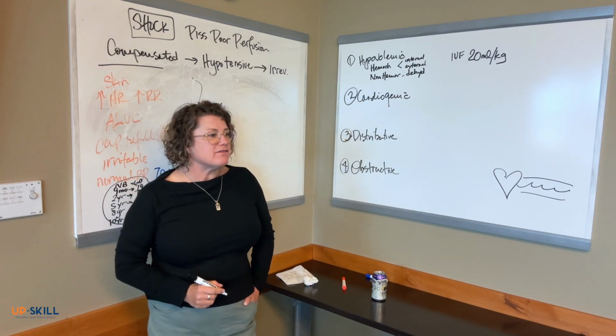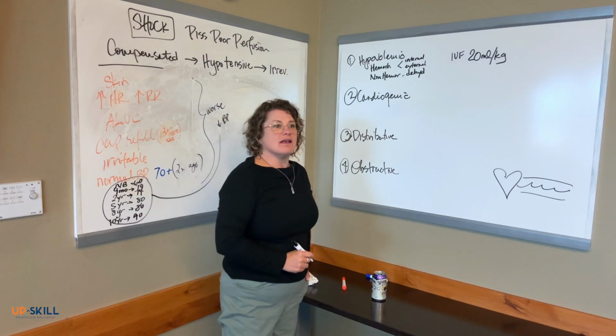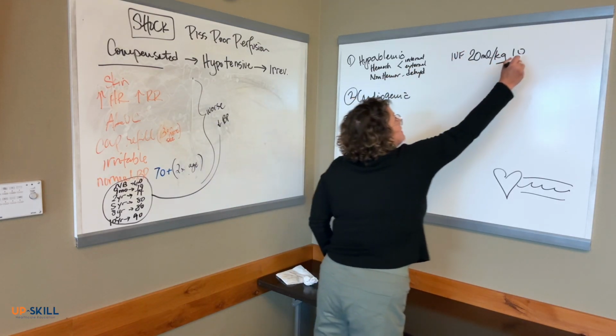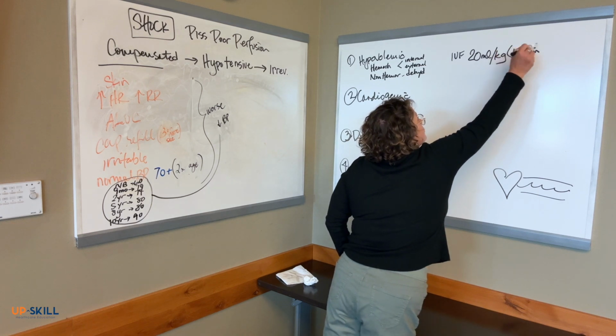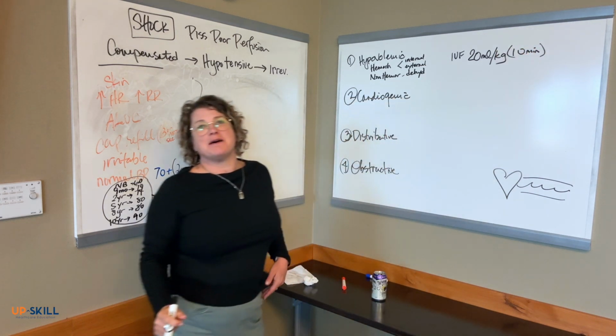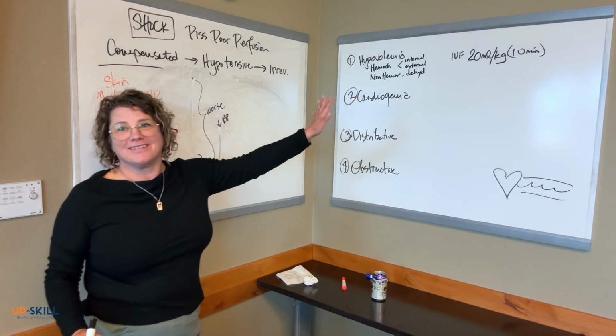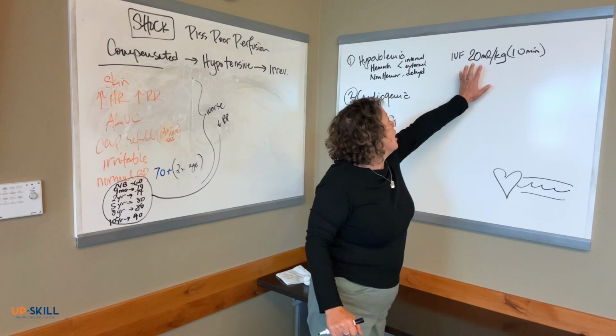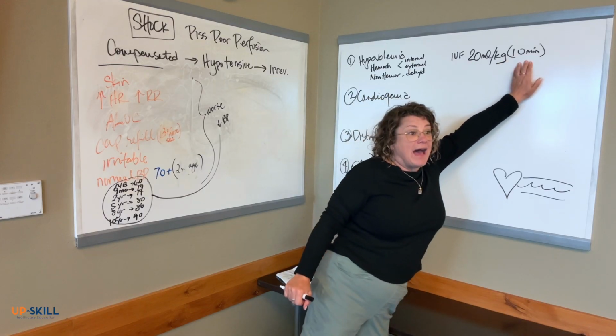How fast do we give that? Rapid. Yep. So in this situation, 10 minutes. Okay, so don't get mad about my parentheses, okay? It's a different setup here. It's grammar now. 20 milliliters per kilogram, fast.